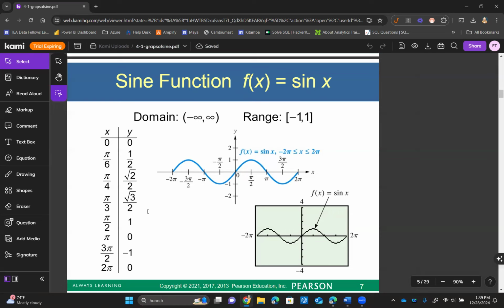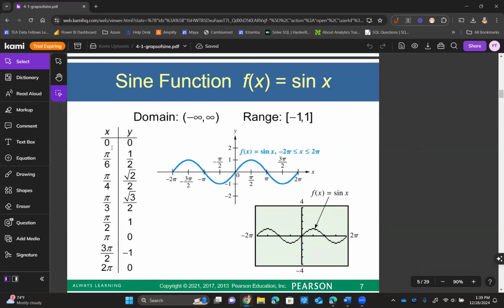If we create a table and choose some random values for x and evaluate the corresponding y values, we can actually obtain the graph. The very first angle we're going to plug in is 0, and sine of 0 is 0. Sine of pi over 6 is 1/2. Sine of pi over 4 is square root of 2 over 2, and so on. We know these values from the unit circle.